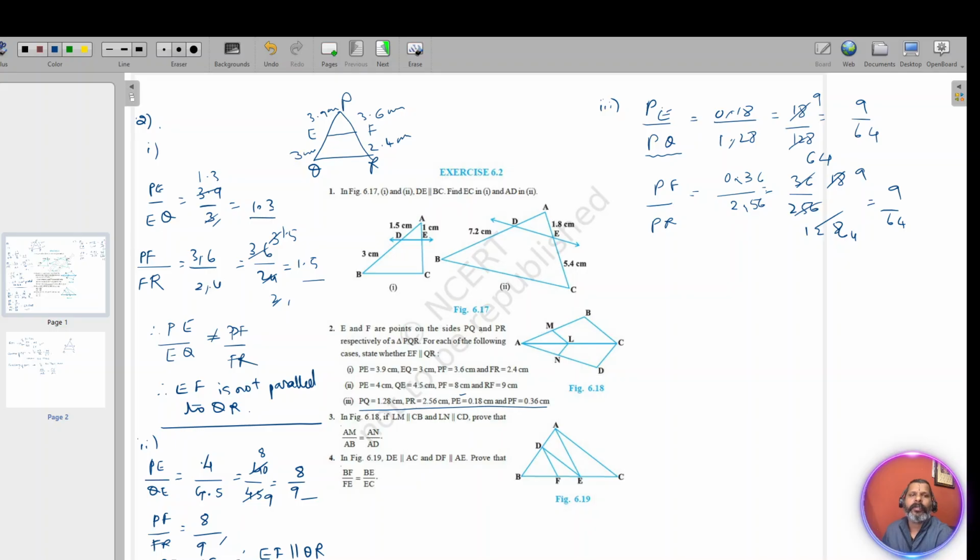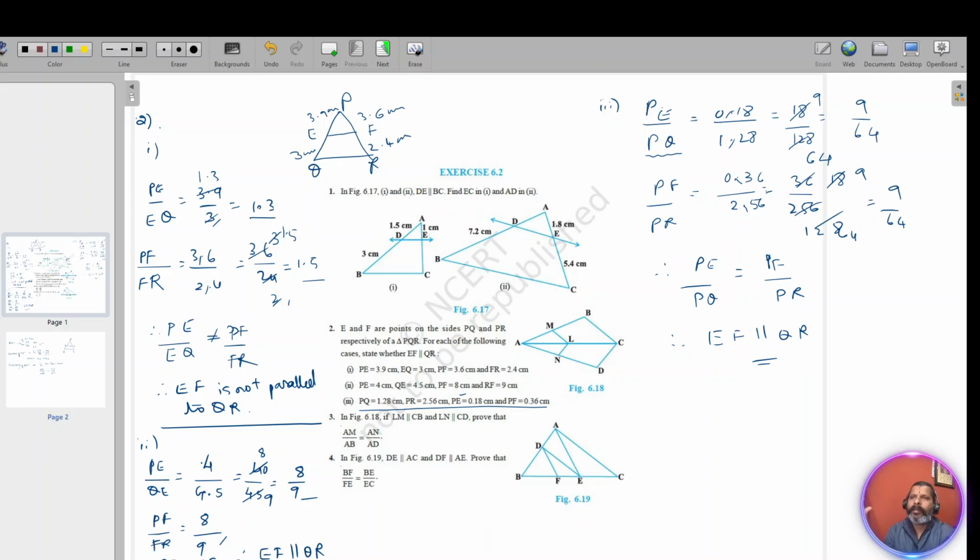9 by 64. Okay. Therefore, we write PE by PQ is equal to PF by PR. Therefore, we say EF parallel to QR. EF parallel to QR.